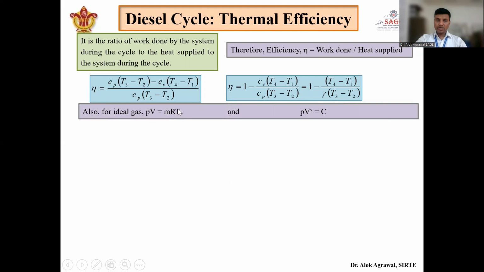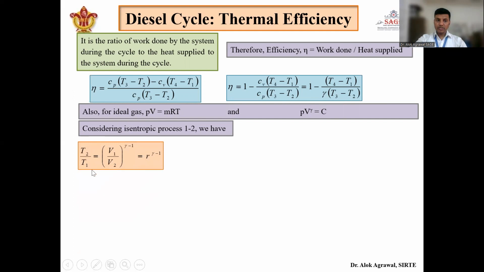We can say that PV is equal to mRT; the ideal gas equation can be used here, and PV to the power gamma is equal to constant can be used here. Now considering process 1 to 2, we can write T2 by T1 is equal to V1 by V2 to the power gamma minus 1, that we have written earlier also, that is r to the power gamma minus 1. So T2 can be written as T1 r to the power gamma minus 1.